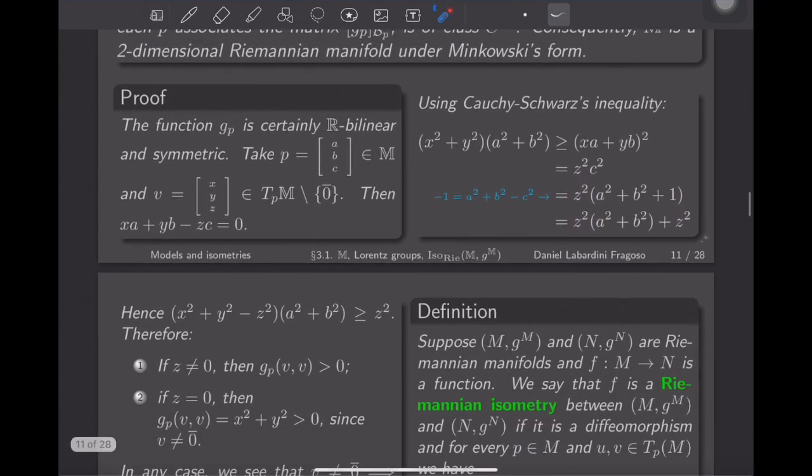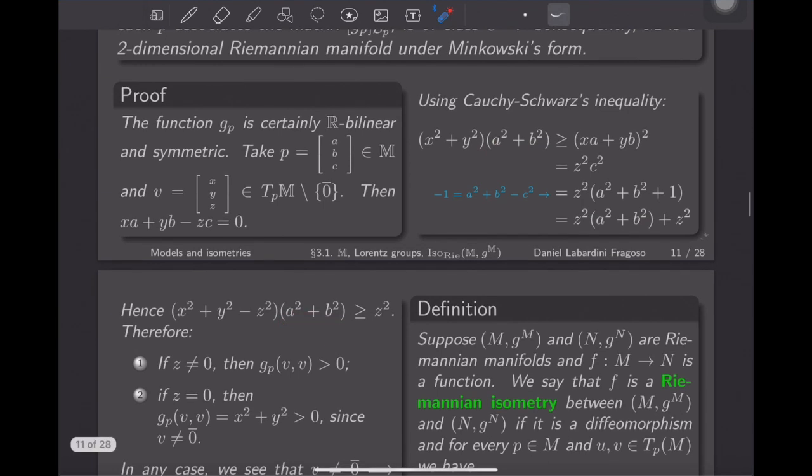And what do I conclude? Well, this is greater or equal than this, but here I have this a squared plus b squared, which also appears here. So I can move this to the left and then extract a squared plus b squared as a common factor. And what I obtain is that such a thing is greater or equal than this z squared.